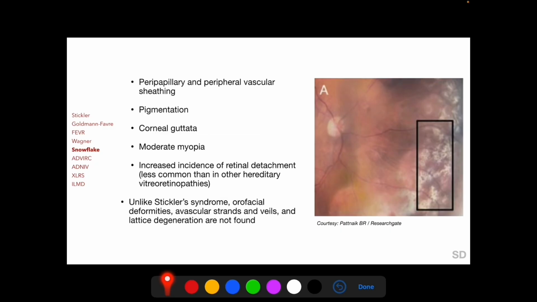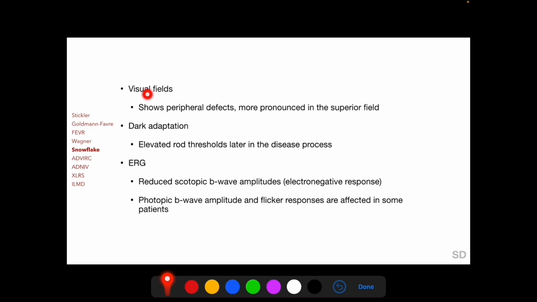They may also show vascular sheathing and pigmentation in the involved area, but unlike Stickler syndrome, orofacial deformities and lattice degeneration are not found in patients with snowflake vitreoretinal degeneration. Visual field testing shows peripheral defects more pronounced in the superior visual field, and dark adaptation testing shows elevated rod thresholds later in the disease process. ERG testing shows reduced scotopic B wave amplitudes, that is a scotopic electronegative response.